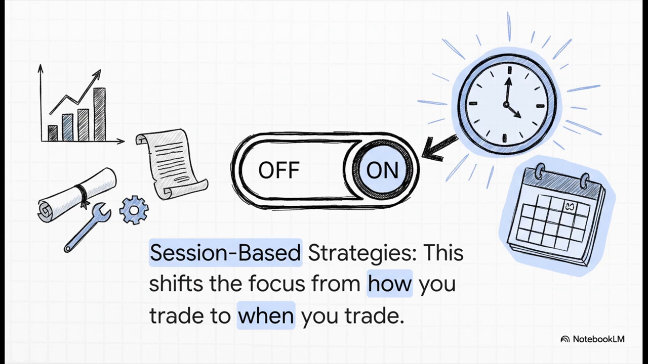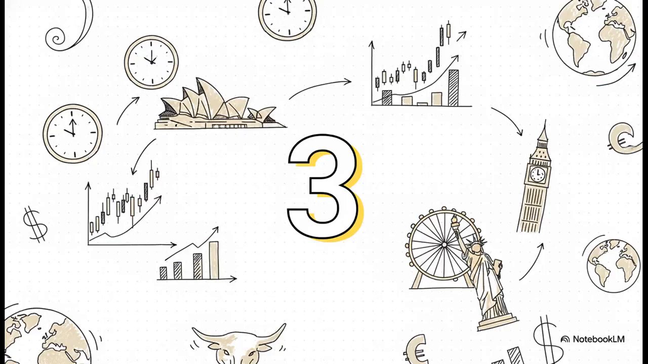Now, the second A tier strategy is a total game changer because it completely shifts the focus from how you trade to when you trade. This is all about using market timing to your advantage. More specifically, it's about understanding that the huge global Forex market operates in 3 major overlapping sessions every single day: the Asian session, the London session, and the New York session. And here's the secret. Each one has its own unique personality and its own predictable trading characteristics.